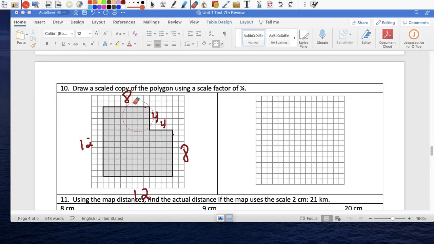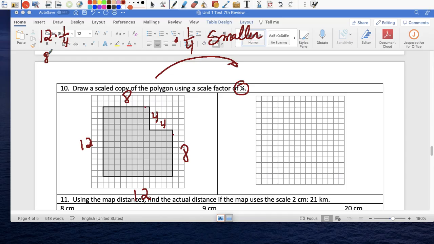All right, so before you even start drawing. So scale factor is 1/4. What do we know that's going to happen to our polygon? It's going to go smaller because we're going to multiply by a number less than 1. So if you want to take your calculator, multiply 12 times 1/4, 8 times 1/4, and 4 times 1/4. There's three numbers. 1/4 of 12 is 3, 1/4 of 8 is 2, and 1/4 of 4 obviously is 1. So that's how much smaller it's going to be.